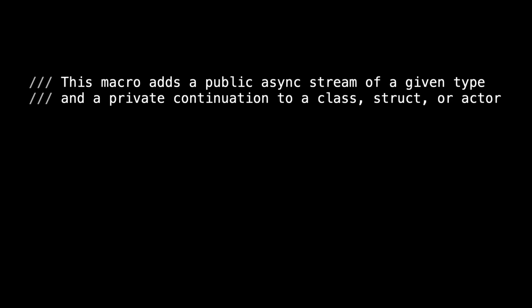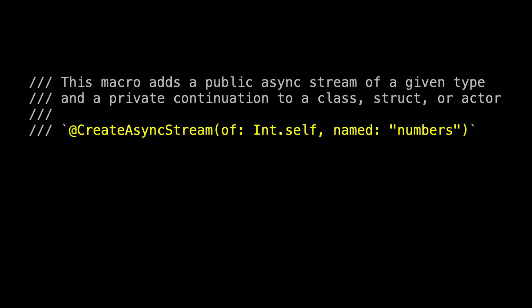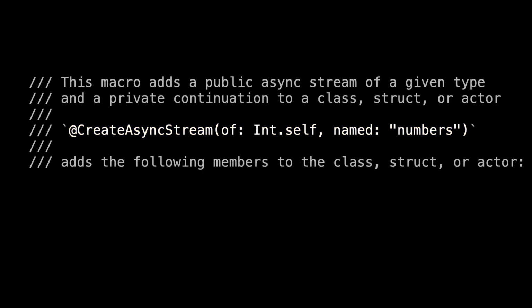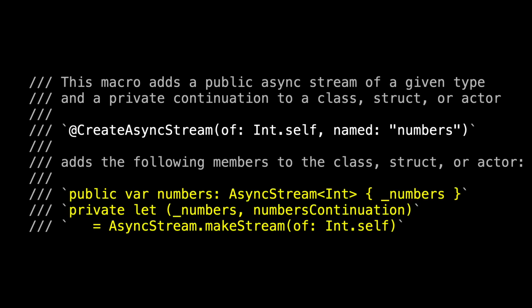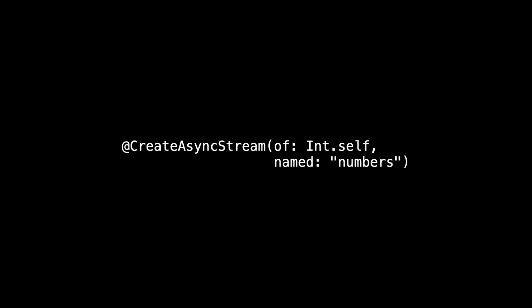Also, a very special thank you to Ole and Geek and Dad for their suggestions and their improvements to the macro I began with. So first of all, I've expanded the aspirations of this macro to apply to a class, struct, or actor. It still looks the same. We provide the type and we provide a string that will stand in for the names of the generated properties. And as a result, we expect the following members to be added to the class, struct, or actor: the computed property numbers, which is an async stream of ints that vends underscore numbers, and the stored property that is the tuple underscore numbers, numbers continuation, that is created by make stream of int.self. Again, the details of async stream aren't important. The important part is what we start with and what we expect to end with.